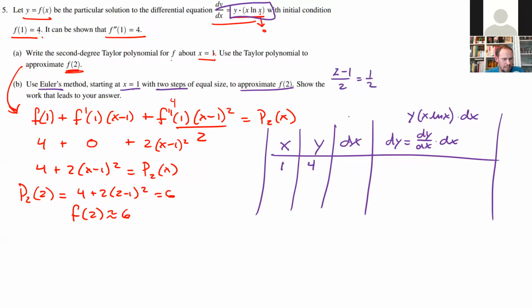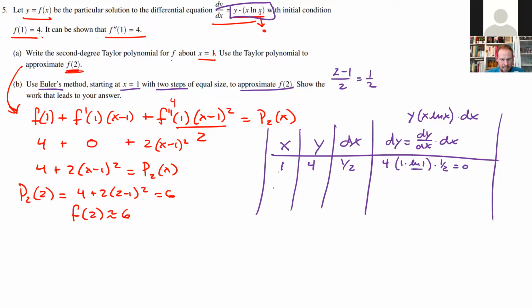Going to be hard to make the chart in the app. Let's just hope they don't ask us to do that. You're just going to have to write the parts in. Like you'd have to write dx is 1/2, x is 1, y is 4. You'd have to write out just the work for this. So this would be 4 times 1 times ln of 1 times 1/2, which is still 0. So we're getting 0 there.